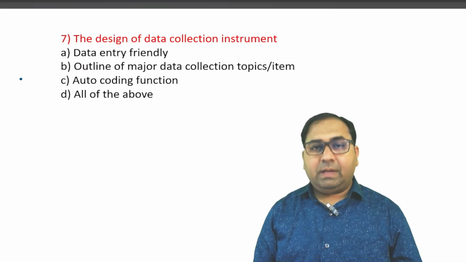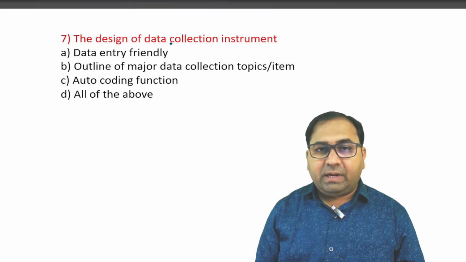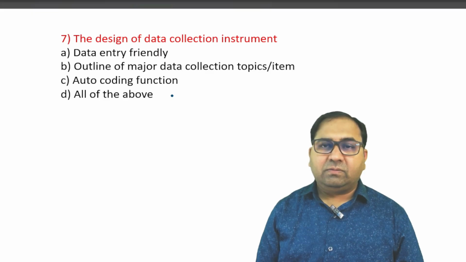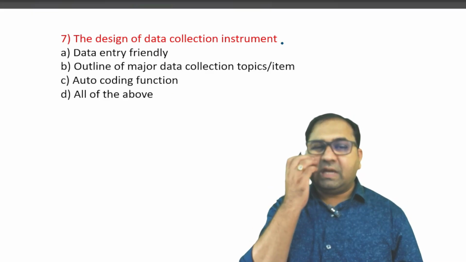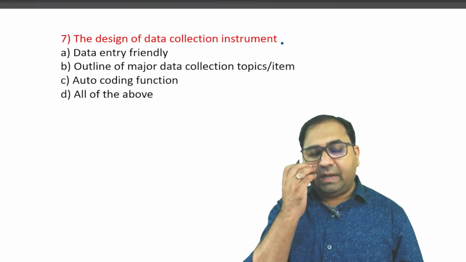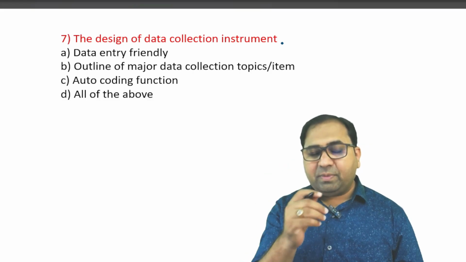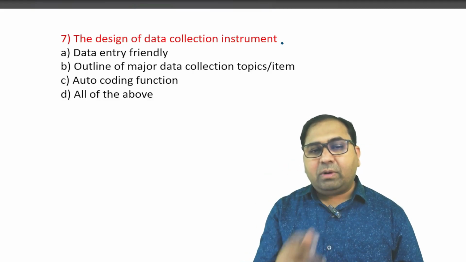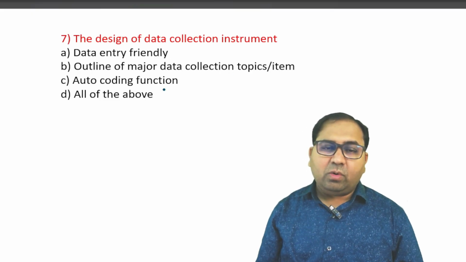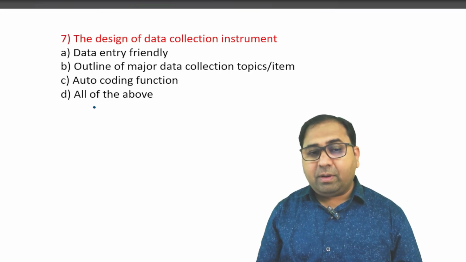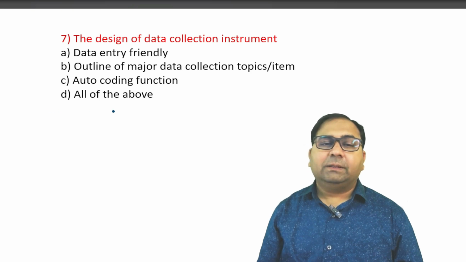Next question. The design of data collection instrument is what? Options are A. Data entry friendly. The data entry should be friendly in the sense. B is outline of the major data collection topics or items. C is auto coding function should be available, or D, all of the above.